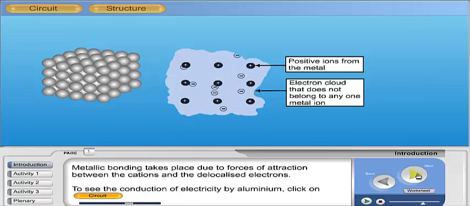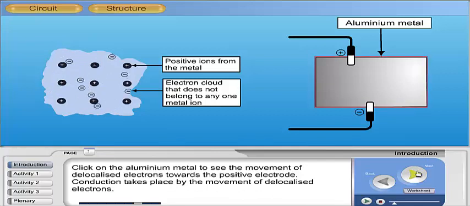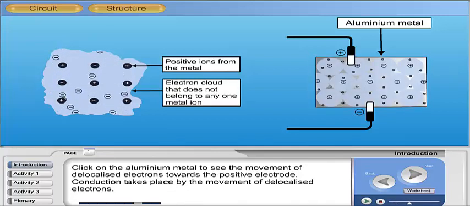To see the conduction of electricity by aluminium, click on the Circuit button. Click on the aluminium metal to see the movement of delocalized electrons towards the positive electrode. Conduction takes place by the movement of delocalized electrons.